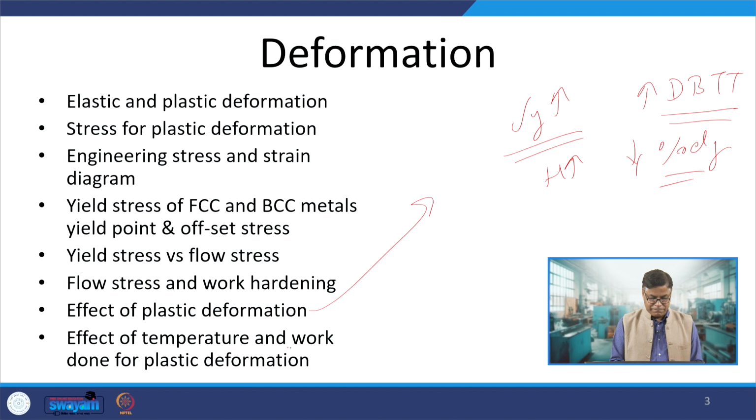The effect of temperature and work done on plastic deformation. So, we know that when the temperature is increased, the material's yield strength is reduced, flow stresses are reduced, and that in turn decreases the work required to cause the plastic deformation. We will be seeing these things in detail.